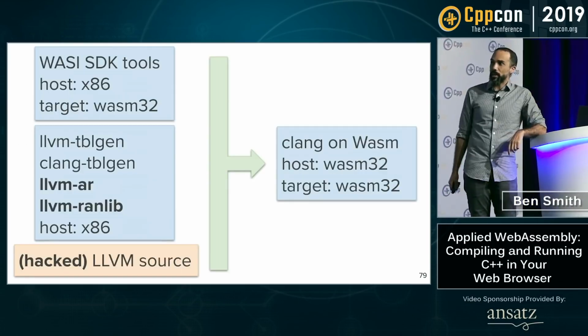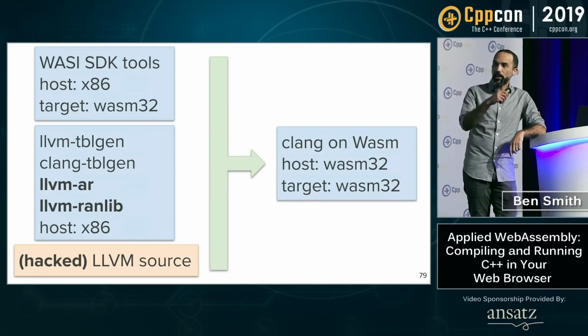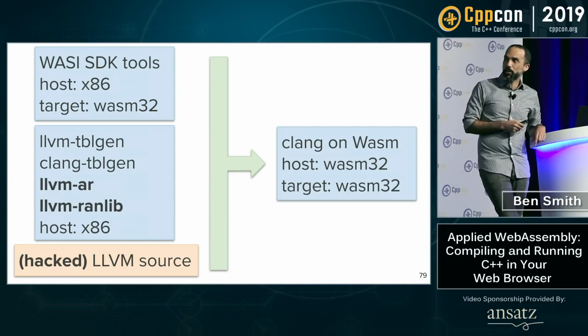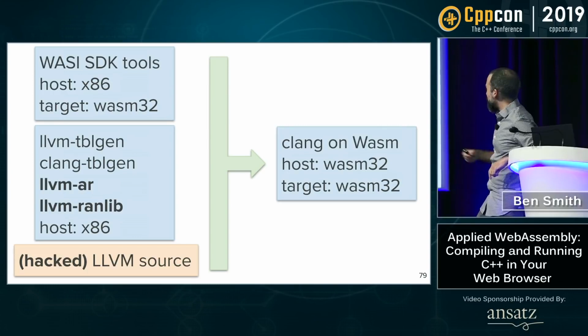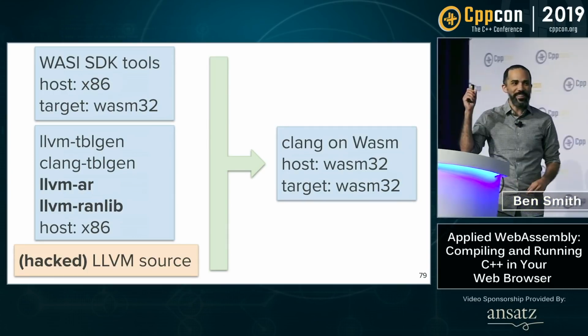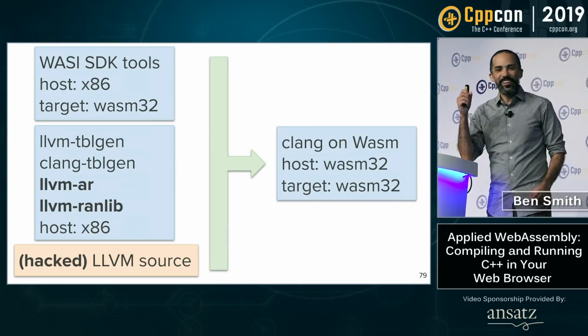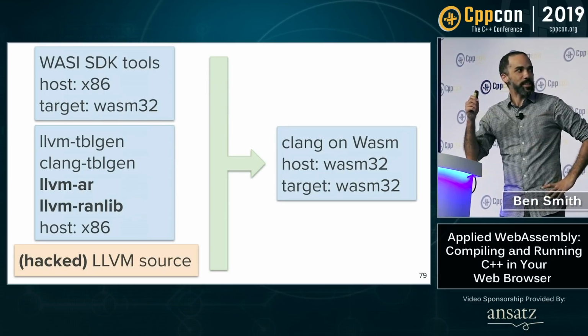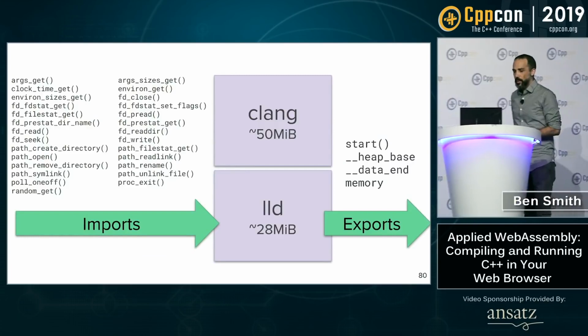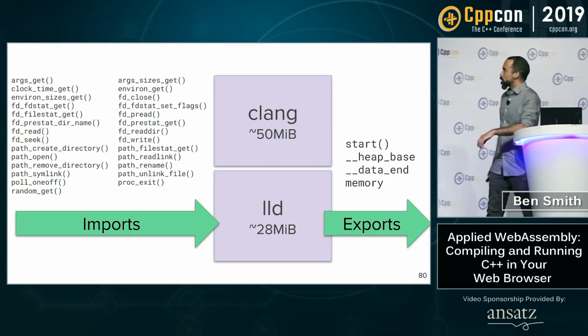So of course, now I have to add another step. I have to compile LLVM AR and LLVM ranlib for x86, and then use those as well, along with my hacked LLVM source, and actually it doesn't say it here, but my hacked WASI SDK tools. And then finally, I got this all to work. I got a Clang and I got an LLD. So this is what I ended up with.